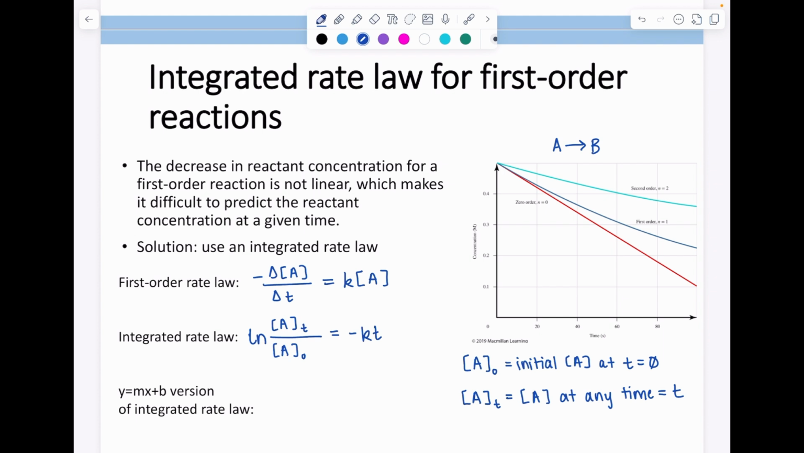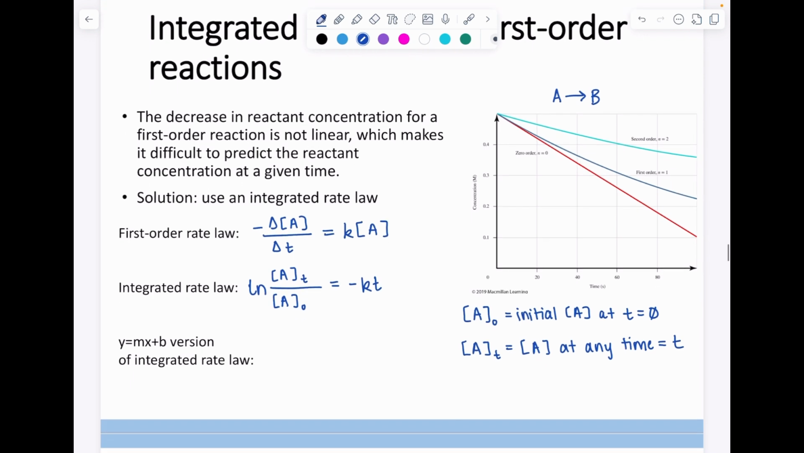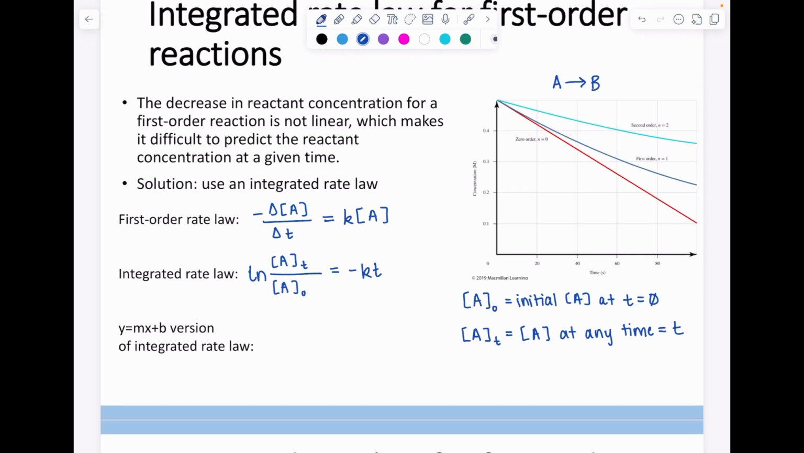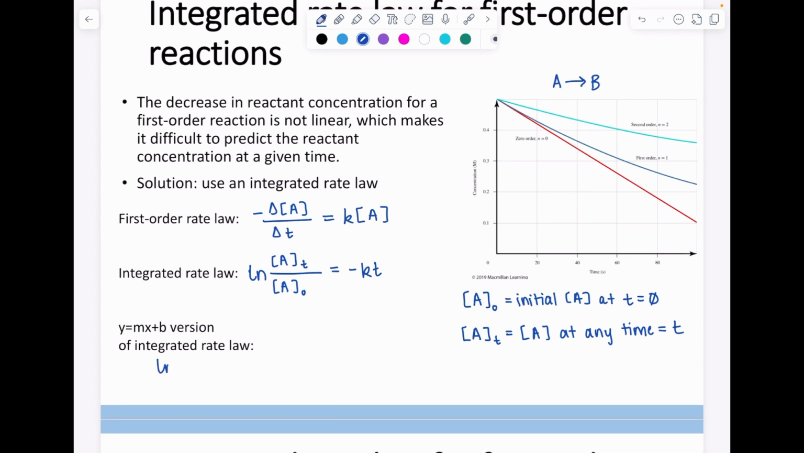So again, deriving this is explained in the book. My goal for you all is to be able to use this equation. It can be rearranged into a y equals mx plus b version. This can be helpful because that way plotting these variables would give a straight line. So the y equals mx plus b version is natural log of A at time t is equal to negative k times time plus natural log of A at time 0.